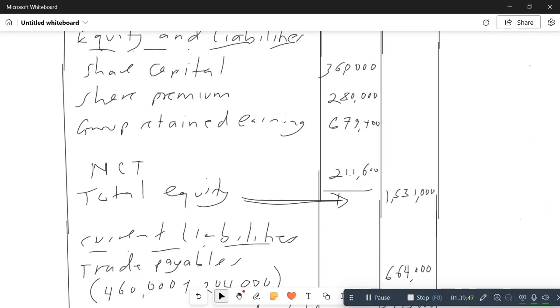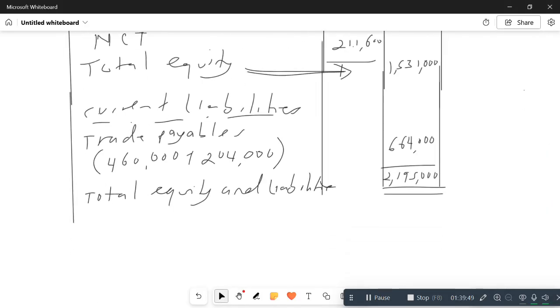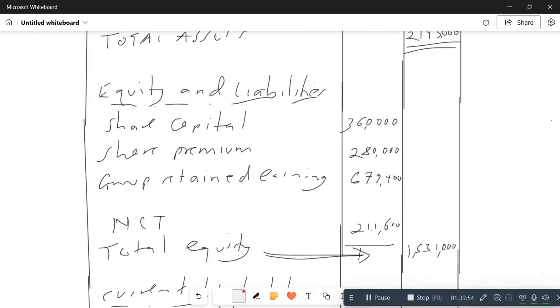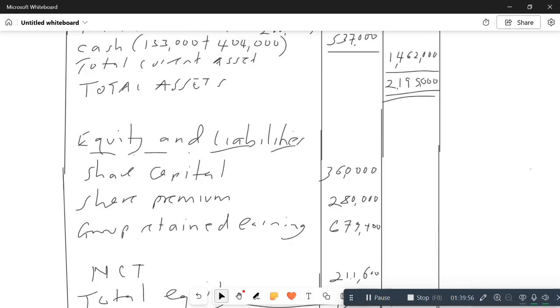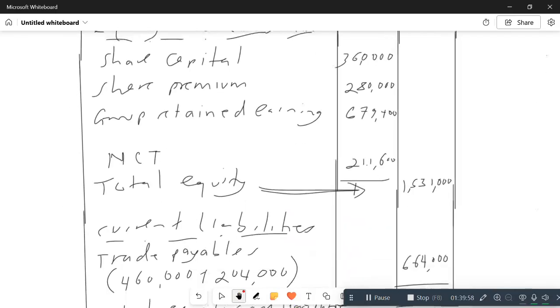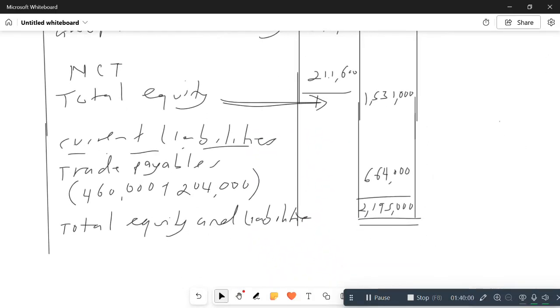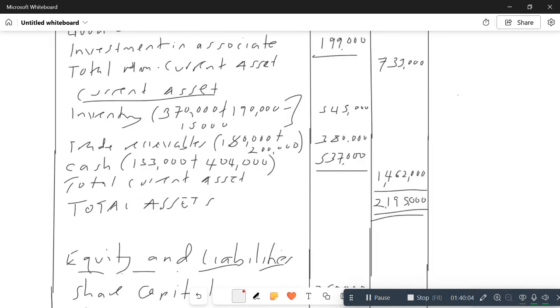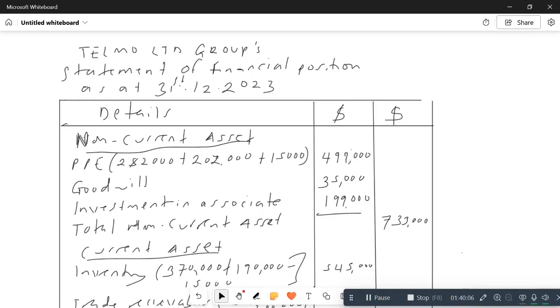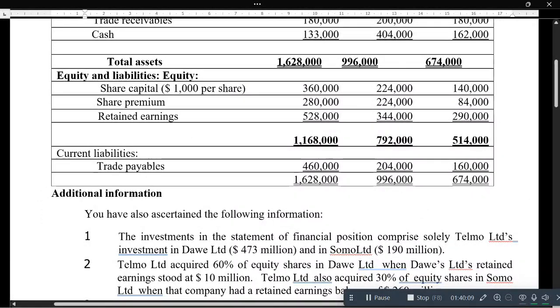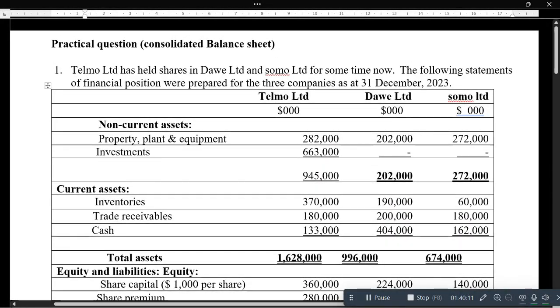After that, get total liabilities and equity. If everything is okay, your total assets of 2,195,000 will be equal to the 2,195,000 total equity and liabilities. That takes us to the end of this question for preparing the consolidated statement of financial position.